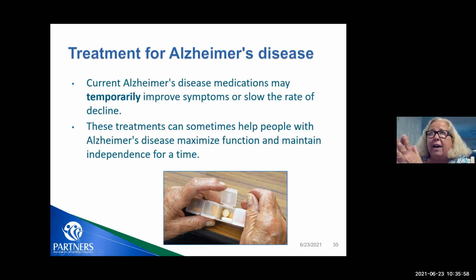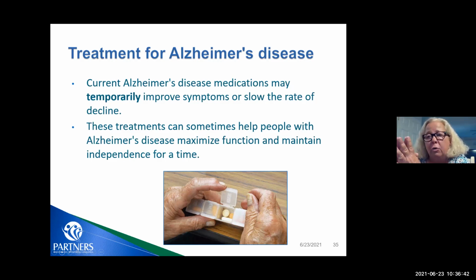What the medications we have now on the market for Alzheimer's do is there's two different types, and they affect brain chemicals that are low or damaged by Alzheimer's disease. So they can temporarily improve symptoms. They can help the person to think a little bit better. They can slightly slow the rate of decline and help the person maintain ADL abilities a little bit longer. So the medicines temporarily help maximize function and maintain independence, but they don't stop what's going on.